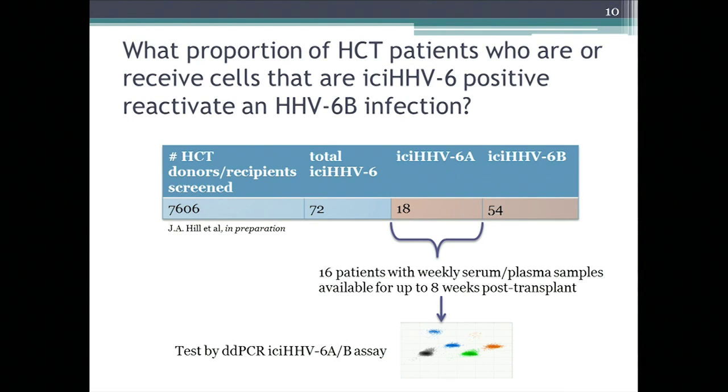And so we used this assay on a cohort of patients that Josh Hill will tell you more about tomorrow, but they screened thousands of HCT donors and recipients for ICI HHV6. And out of around 7,000 screens so far, they found 72, 18 of which are positive for ICI HHV6A, and 54 are positive for B. So out of those 18 patients that had ICI HHV6A, we took 16 of them and found that they had weekly serum or plasma samples available for up to 8 weeks post-transplant, and tested those by our droplet digital PCR assay.